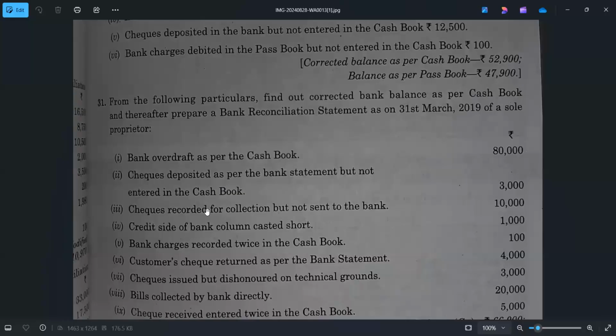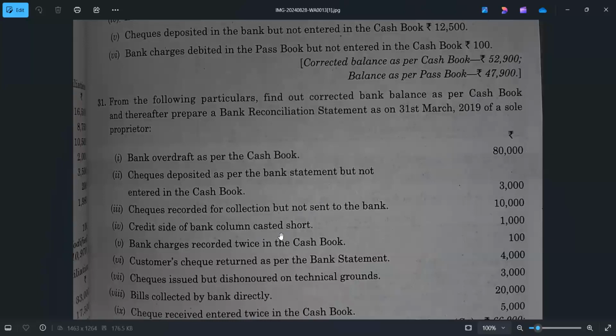The next transaction is check recorded for collection but not sent to the bank. So this transaction is already recorded in the cash book. That's why it will not be recorded in cash book again. So it will go to the bank reconciliation statement. Check recorded for collection but not sent to bank.